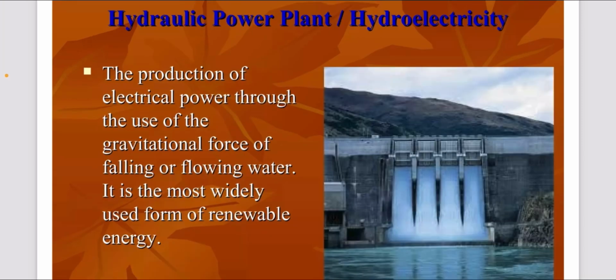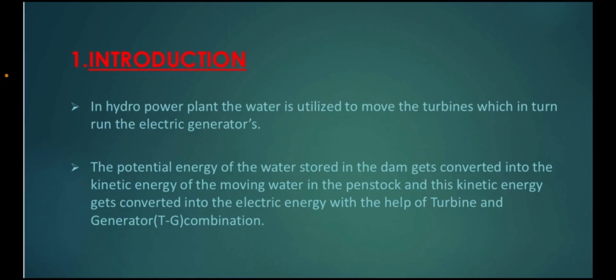And coming to hydroelectricity, it is called a hydroelectric power plant. It is the production of electrical power through the use of the gravitational force of falling or flowing water. It is the most widely used form of renewable energy, and this is a renewable energy source we can use unlimitedly. In hydropower plants, the water is utilized to move the turbines, which in turn run the electric generators.